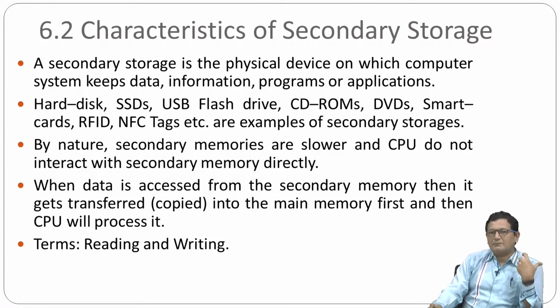Okay, by nature the secondary memories are slower, and the CPU does not interact with the secondary memory directly. When the data is accessed from the secondary memory, then that gets transferred into the primary memory. As we have already discussed, the secondary memory is slow, and the CPU never interacts with it directly. So when you are opening any program, that particular program's binary gets transferred from the secondary memory to the primary memory, and once the program or data is copied from the secondary memory to primary memory, then the CPU will start processing it, right?